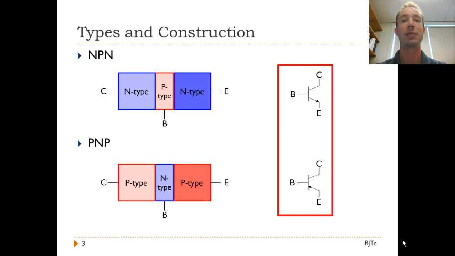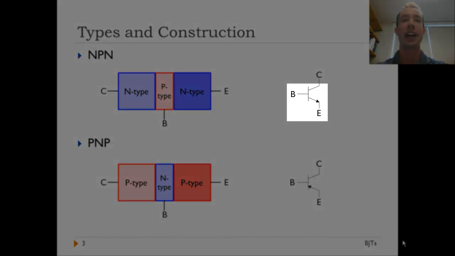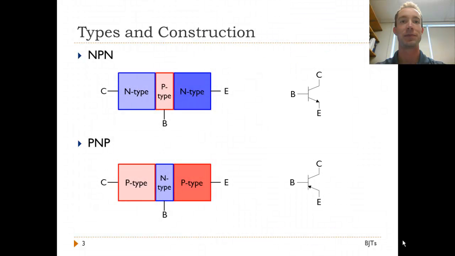On the right, you see the symbols for both types of BJTs. The two are distinguished by the direction of the arrow at the emitter terminal. The arrow points in the direction of current flow under normal operation. For an NPN transistor, we said that electrons flow into the emitter, which means that current, i.e. positive charge, flows in the opposite direction. Hence why the arrow points out of the emitter for an NPN BJT.